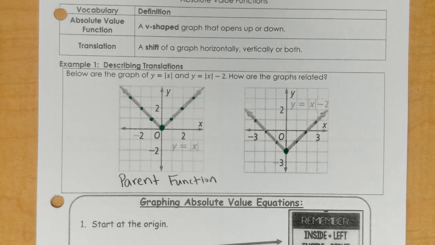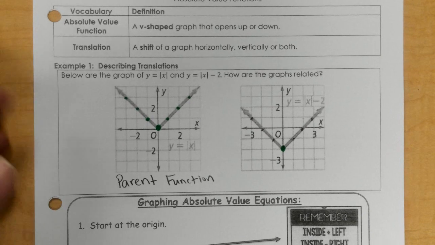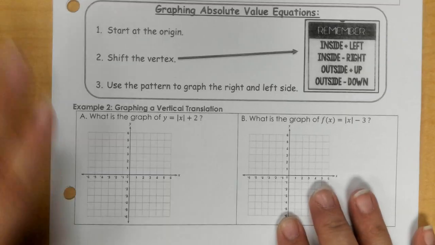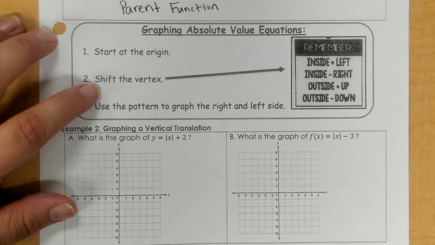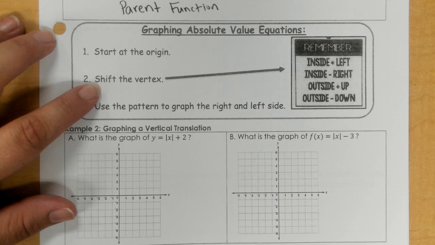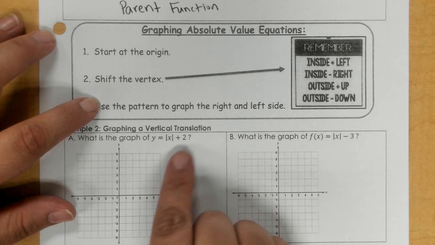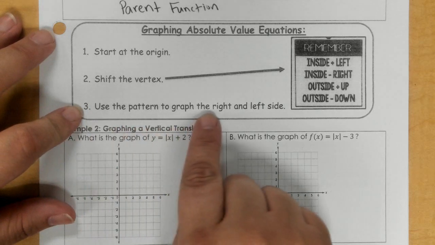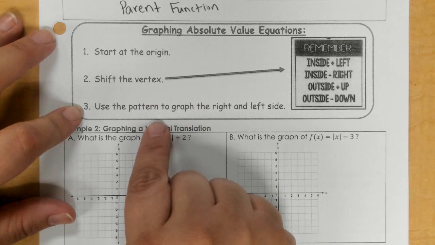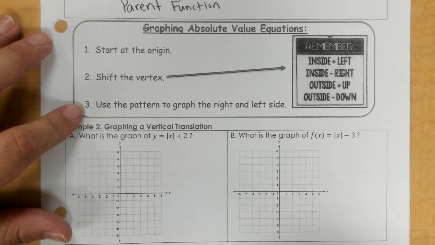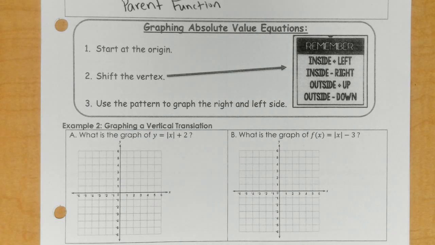Now for the next 2 examples, we're going to actually get involved with how we graph these. It says graphing absolute value functions: start at the origin and shift the vertex. Here it gives you an idea of what this means. Then use the pattern to graph the right and left side, which is that pattern of up one, right one, and then up one, left one. We do that 2 or 3 times depending on how big our graph is and how much room we have.